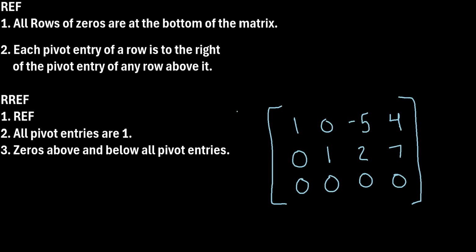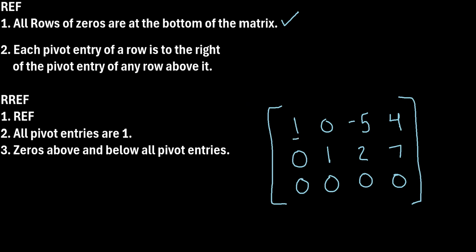All right, let's try another example. Let's say we have this matrix. Is it in reduced row echelon form? Let's run through the criteria. First is all rows of zeros are at the bottom of the matrix. So we can see that there's one row of all zeros, and it is indeed at the bottom of the matrix. So we're good. The next is each pivot entry of a row is to the right of the pivot entry of any row above it.